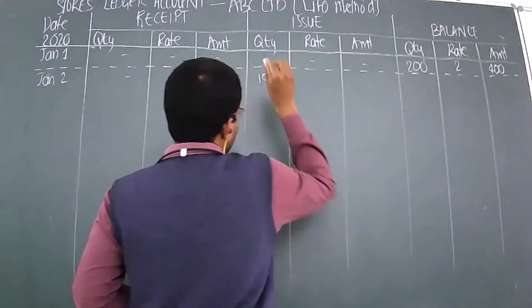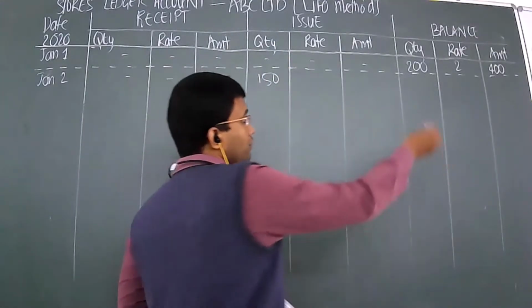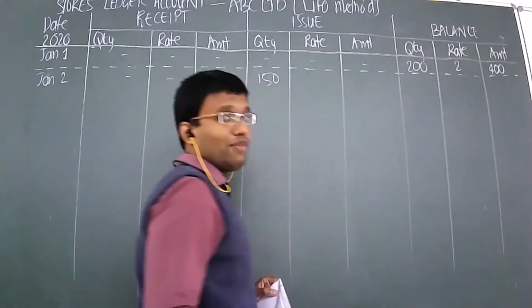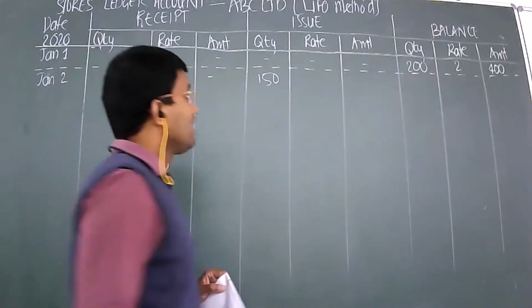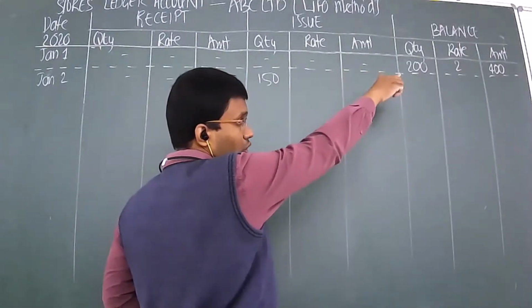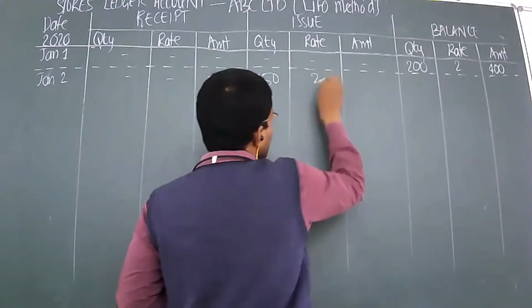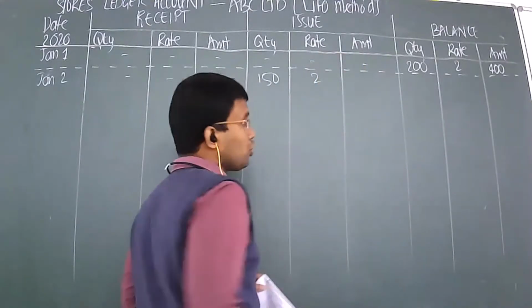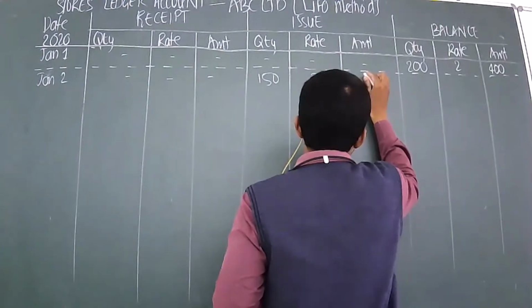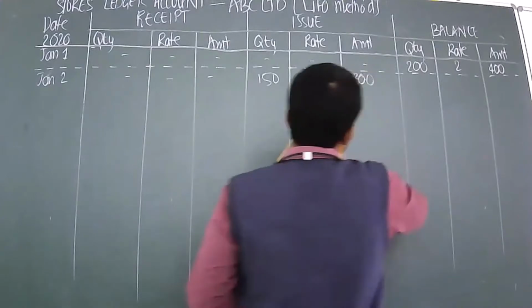Remember, the rationale we would be following is last in, first out. Thankfully, in our godown we have only one batch of material lying, and we know that this was bought at 2 rupees. So out of 200 units in your stores, you would be issuing 150 units. The rate at which you would be issuing is 2 rupees, and the total works out to be 300.